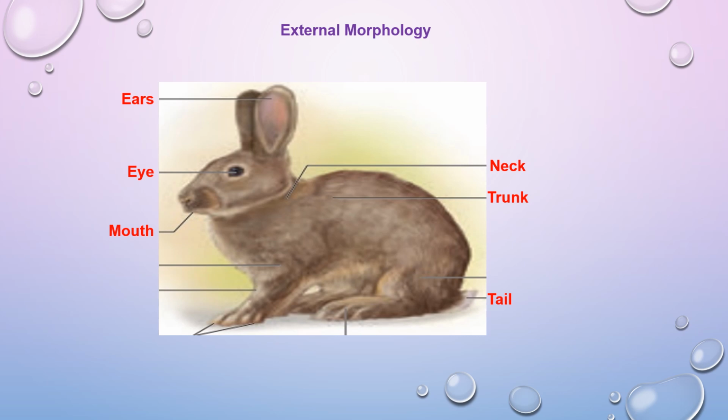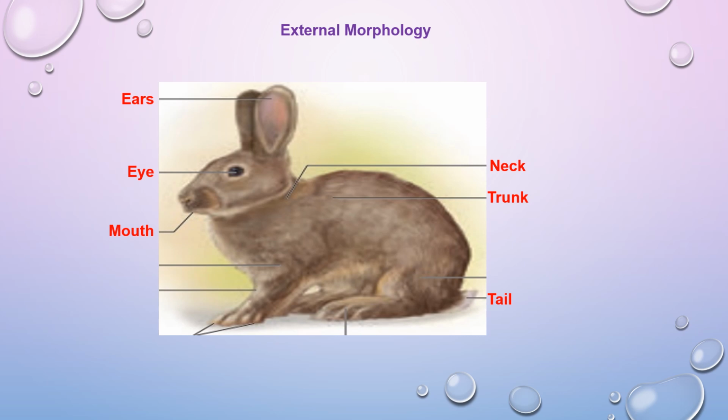The female has four or five teats or nipples on the ventral surface between the thorax and abdomen, that help to feed the young ones. Next, the trunk bears two pairs of pentadactyl limbs. The forelimbs are shorter than the hind limbs.